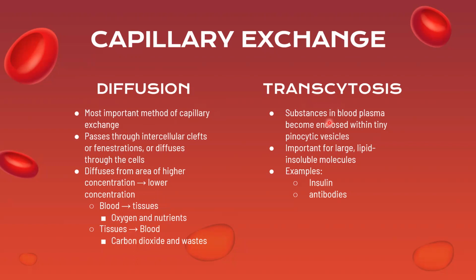In transcytosis, substances in blood plasma become enclosed within tiny pinocytic vesicles. This is important for large lipid-insoluble molecules like insulin and antibodies.